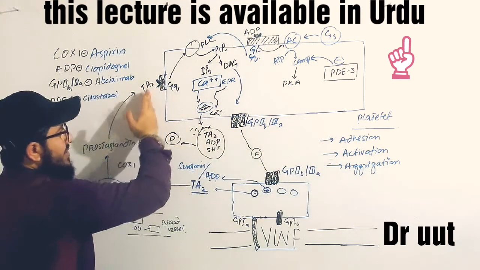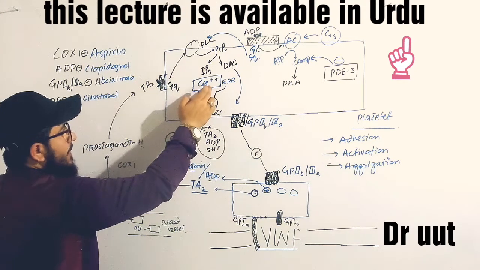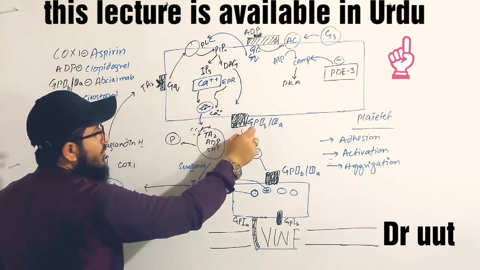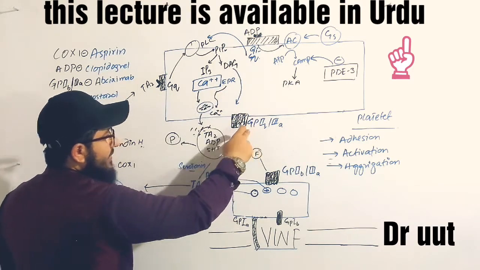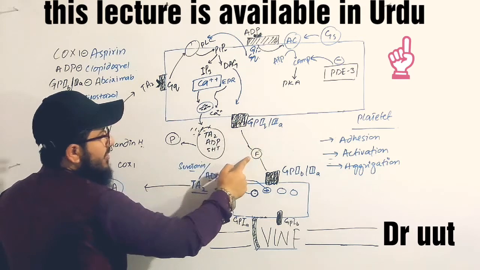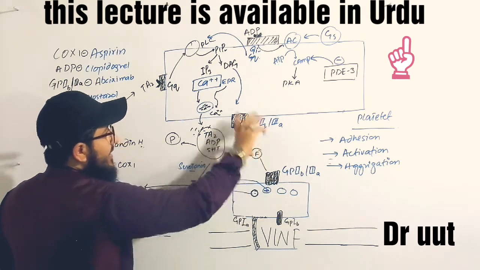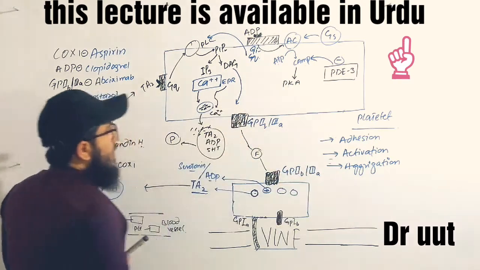So thromboxane A2 was releasing the IP3, which was releasing the calcium, and then it was stimulating diacylglycerol, which was in turn stimulating this receptor. This receptor was combining by means of fibrinogen with another receptor present on the activated platelet. Like this, they were increasing the aggregation.